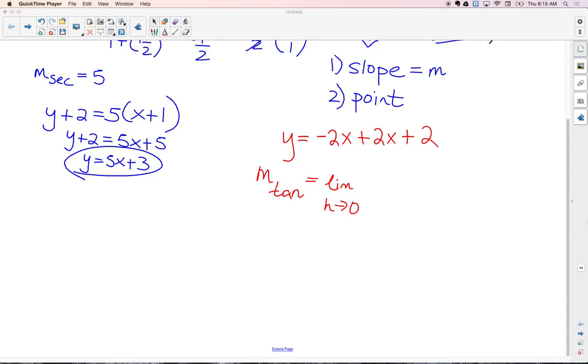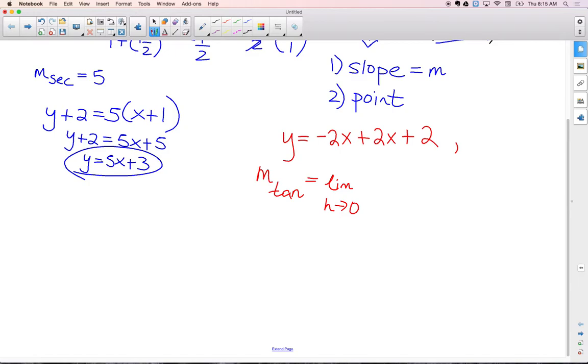Okay, so where we left off. Now we want to find the equation of the tangent line for this problem, at the leftmost point. What was that leftmost point? Was it negative 1/2? Okay, so negative 1/2. What's the other part? 1/2. All right, so the slope of the tangent line is the limit.